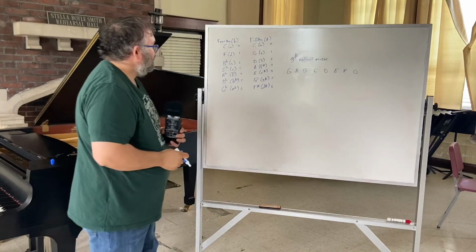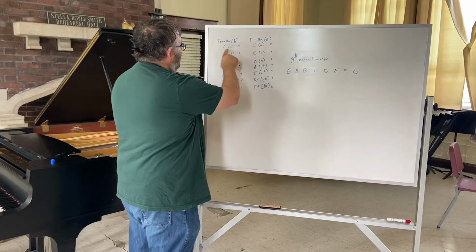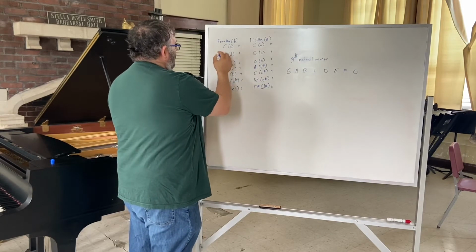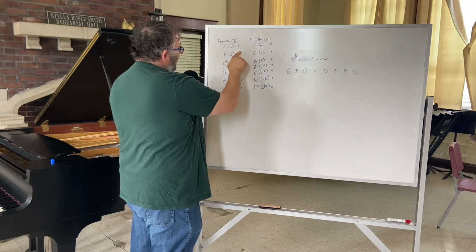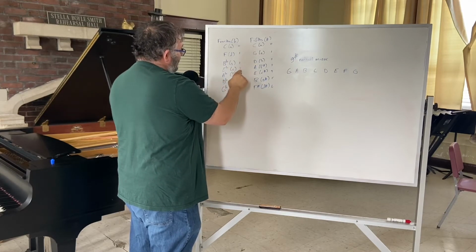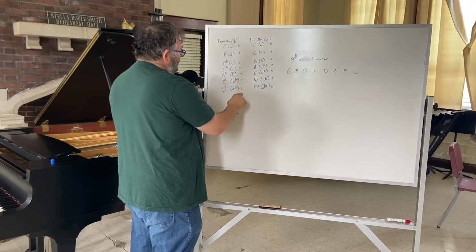If we start here, this is the order of fourths. So we start with 0 flats, then 1 flat, 2 flats, 3 flats, 4 flats, 5 flats, 6 flats.